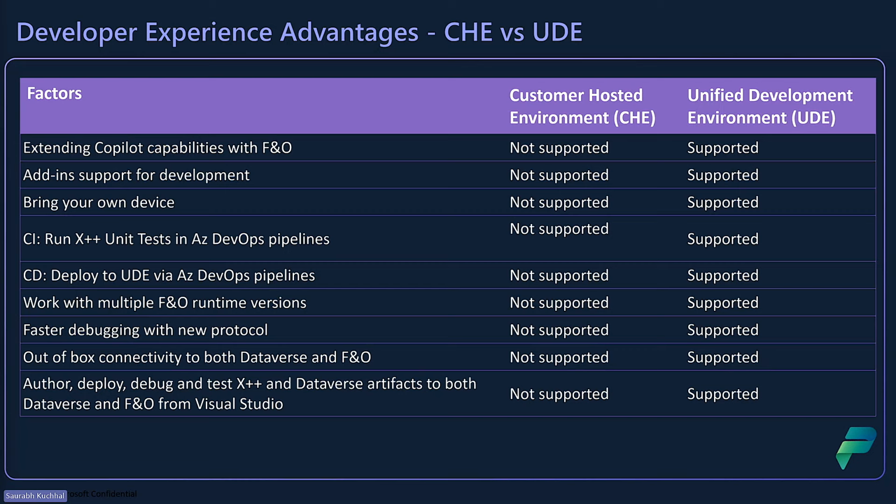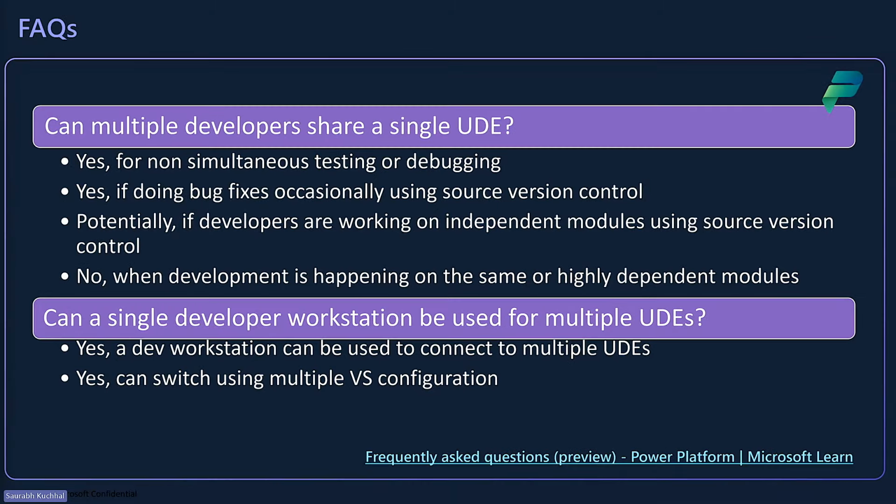Working with multiple environments. As we saw earlier in the demo from Pankaj, from your local machine, you can work with multiple F&O environments. From Visual Studio, you have faster debugging compared to CHE, much faster, and the steps are also much fewer. You don't need to attach any process. You can also debug batch jobs now very easily. And you have this whole connectivity with Dataverse and F&O because it's all a single environment now. And we have more things, like a single author experience from Visual Studio for code, deploy, and debug, which we saw earlier.